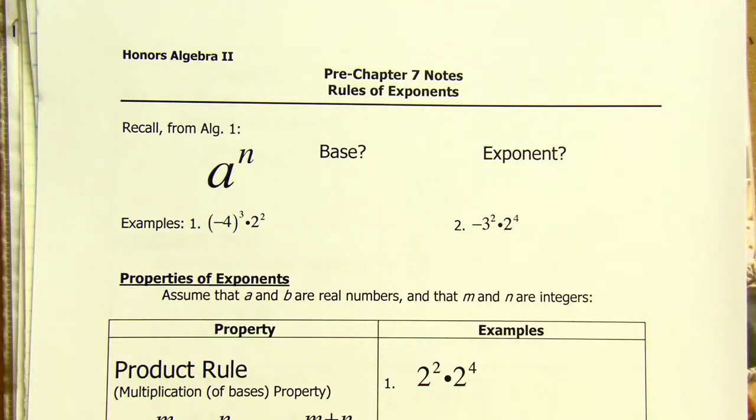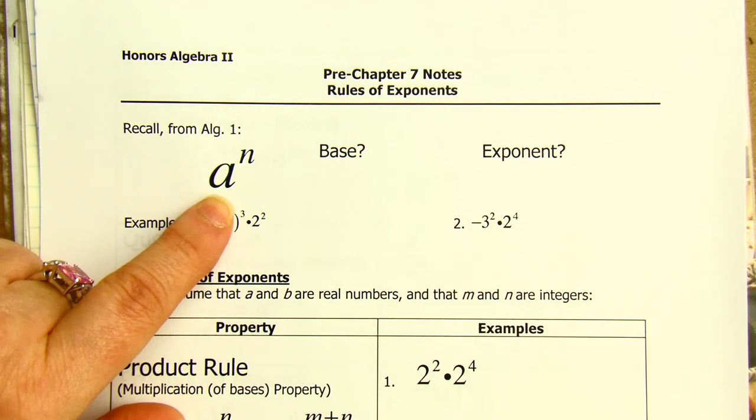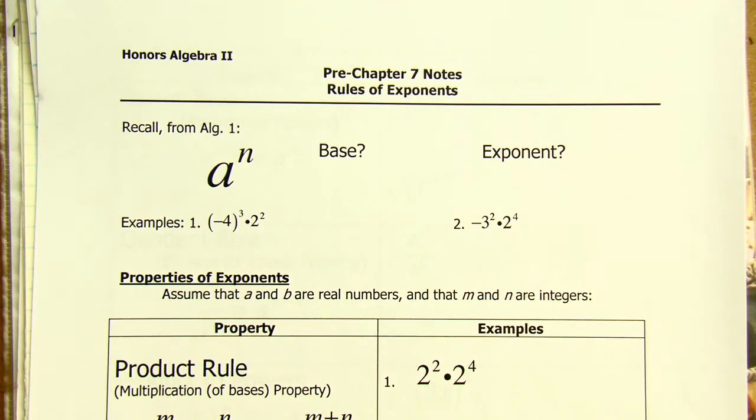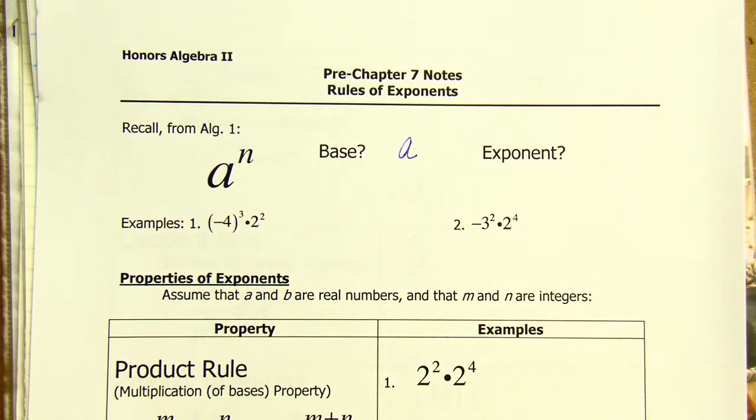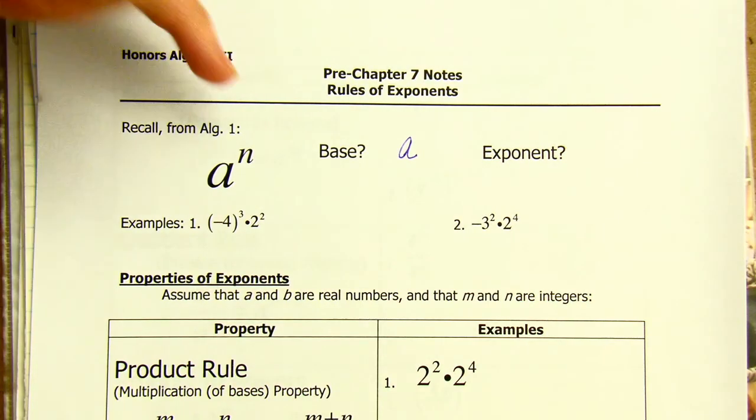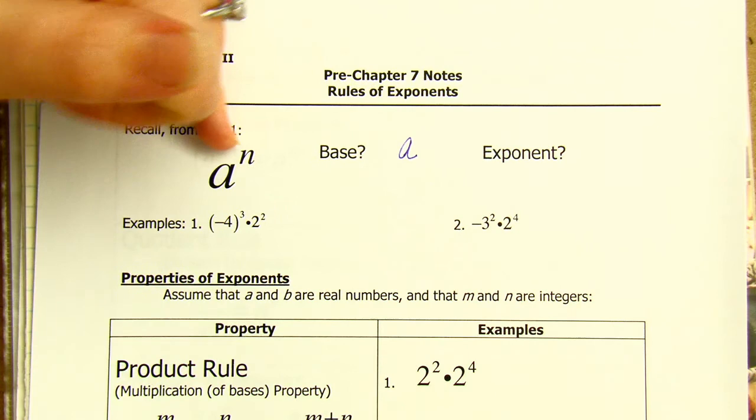So the beginning of Chapter 7, this is the pre-Chapter 7 notes, and we're going to do a quick review of properties of exponents. So we see this expression right here, a raised to the power of n. And we're recalling this from our Algebra 1 days. What is the base? The base is a. What is the exponent? The exponent here in this example is n.